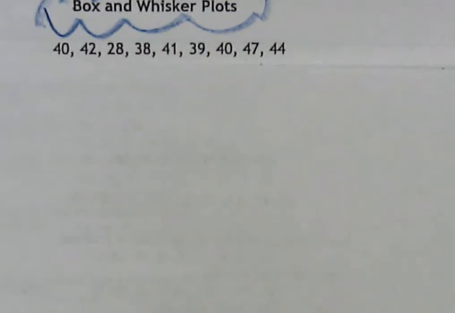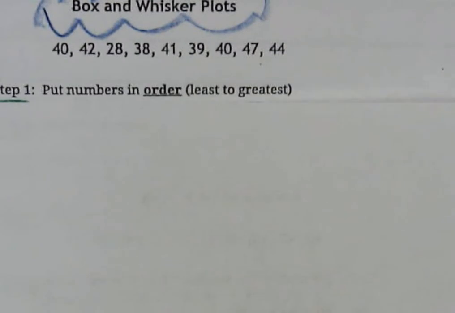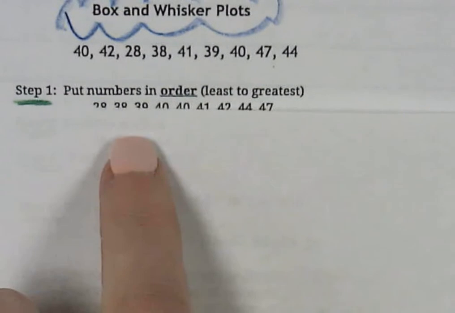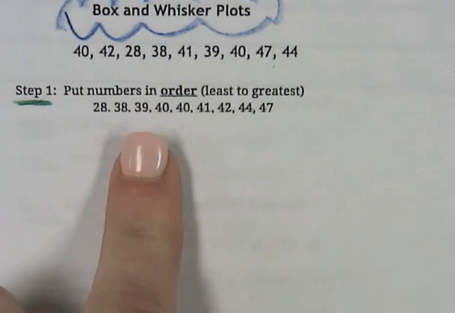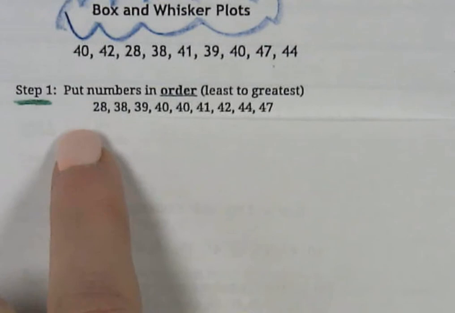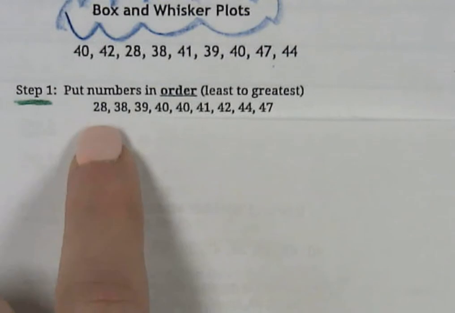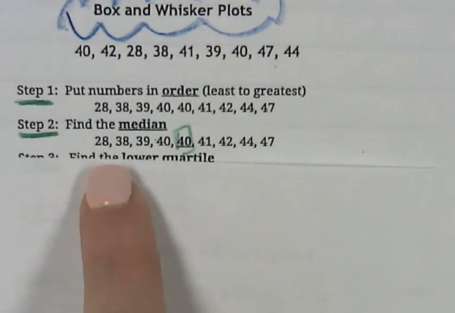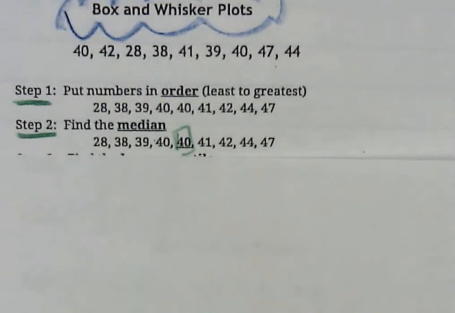drawing type of thing. So when you get all these numbers, again, just like we've been doing a lot lately, it's always a good idea to put those numbers in order from least to greatest. So that's what they did for you. Step 1, always put your numbers in order from least to greatest. Then step 2, we're going to find the median. Now these different parts are important and they help us know how to draw the graph. So the median, that's an important part on the graph.